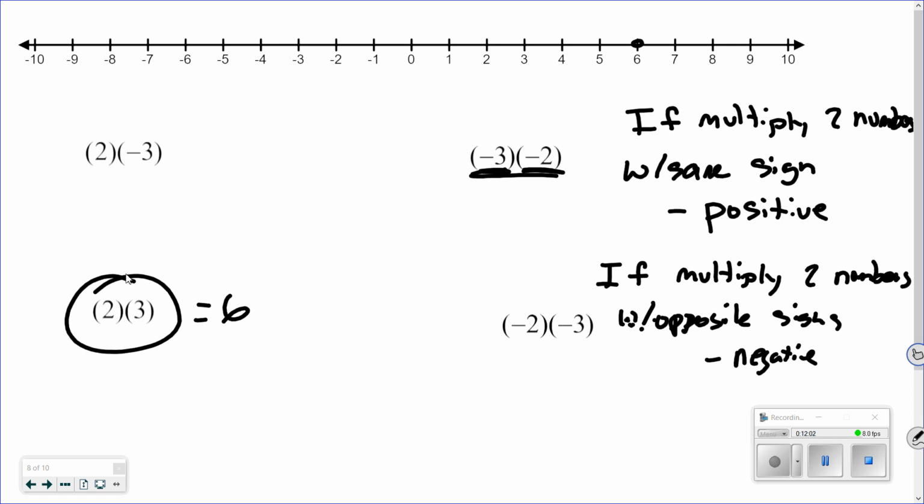So don't confuse this with addition. Addition, it depends. If you add 2 numbers that have opposite signs, it depends which one you have more of. If you have more positives, your answer is positive. If you have more negatives, your answer is negative. But when you're multiplying, it doesn't matter. Same sign, 2 positives or 2 negatives, always give you a positive. Opposite signs always give you a negative.